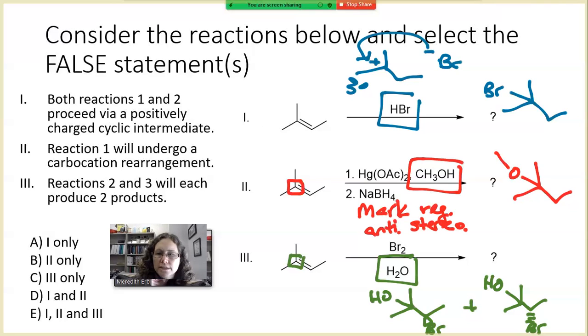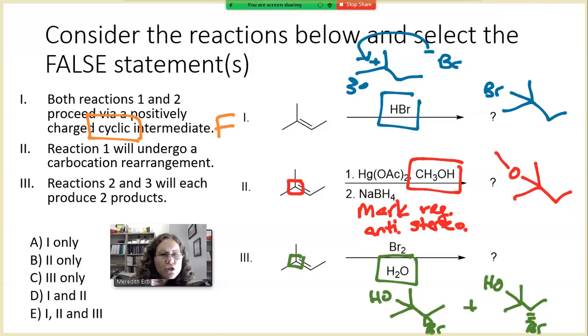So now that we've thought about the products and the reactions that we have going on, let's take a look at our statements. Statement number 1 says both reactions 1 and 2 proceed via a positively charged cyclic intermediate. The key here is that the statement says cyclic. So only reactions 2 and 3 proceed through cyclic intermediates. Reaction 1 does not. As we stated earlier, reaction 1 goes through a carbocation intermediate. It is positively charged, but it's not going to be cyclic. So this statement would be true if it said both reactions 2 and 3 proceed via a positively charged intermediate. But since it doesn't, this one's false.